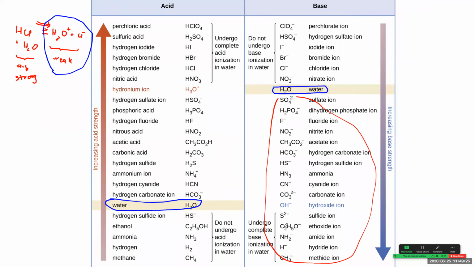The strongest bases are down here. They're stronger than hydroxide ion. So they undergo complete base ionization. So sulfide, oxide, these are strong bases that are stronger than hydroxide. So they don't even exist in water because they take a hydrogen away from hydroxide. They're stronger bases than hydroxide.